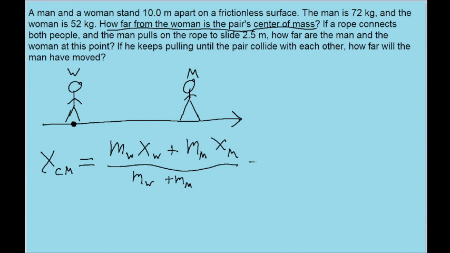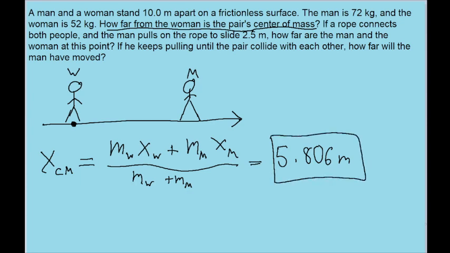And this is pretty simple with the information given to us. We're given the masses of both the man and the woman. The variable for the woman's position, x sub w, is just going to be 0 because we've defined her position to be the origin, and x sub m, the man's position, is going to be 10 meters since he's 10 meters away from the woman. So if we put all this into our calculator, we find a position of 5.806 meters. This means that the center of mass of the man-woman system is this distance away to the right of the woman's position.